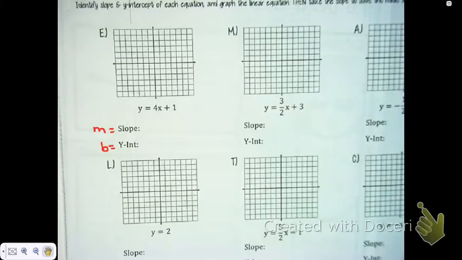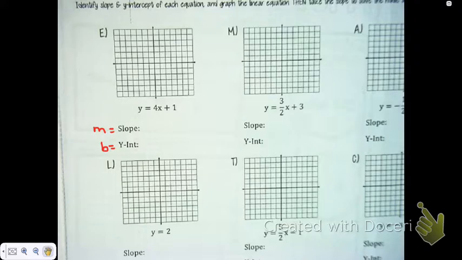Okay, so we're writing m equals beside slope, b equals beside y-intercept, so that you get that stuck in your head for each problem. Okay, now let's look at our equation. We have y equals 4x plus 1. So what is my slope? Raise your hand if you think you know the slope. All right, Roberto? 4. It is 4.